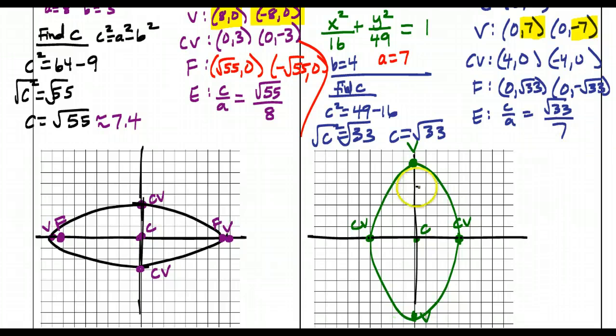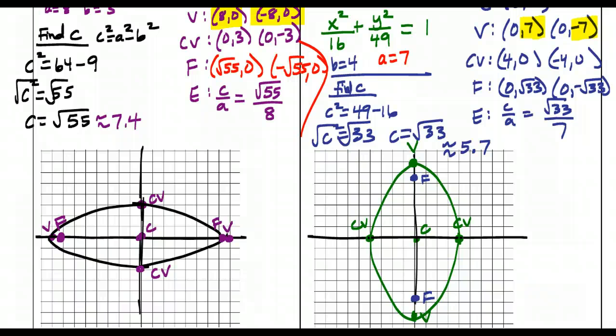I'm not quite done, actually. I still need to graph the focus points. So just a second. See how it's square root of 33 again? That's really hard to graph. So I'm going to convert it to 5.7. And remember, the focus point always goes on the same axis as the vertex points were. So there's approximately 5.7 up, and there's approximately 5.7 in the negative direction. And then I'm done.